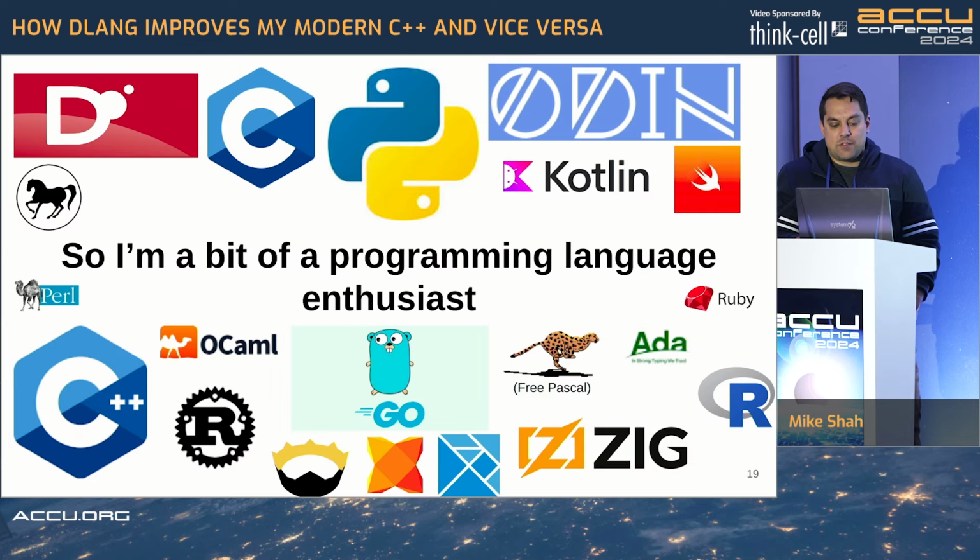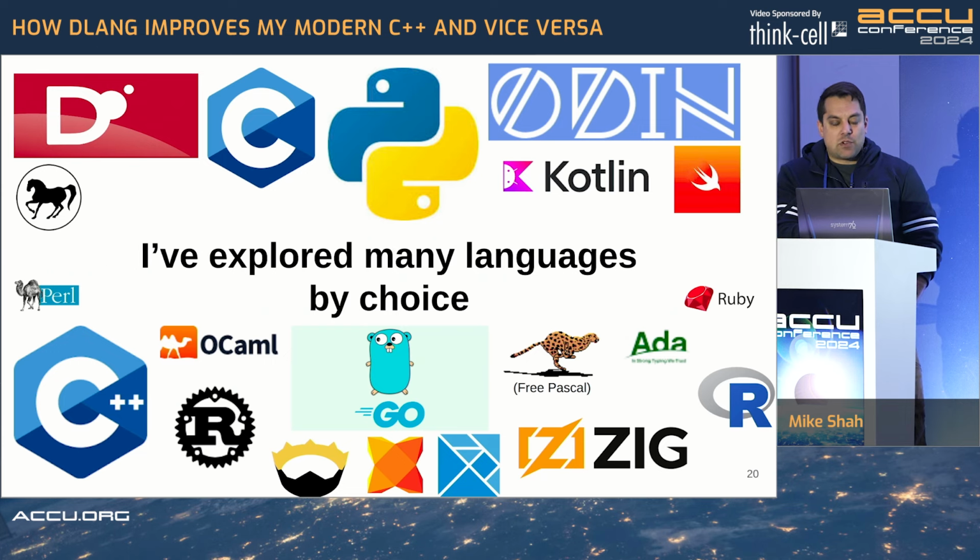So just speaking about programming languages a little bit here, I'm a bit of a programming language enthusiast myself. I've played around with lots of different languages. I've used various ones in various professional or research capacities. Here is a range of them. But I've explored these languages by choice, again, just because I think programming languages are very interesting. The different ways that you can think about approaching a problem, the different sort of ways that they're optimized to solve different problems in different domains.